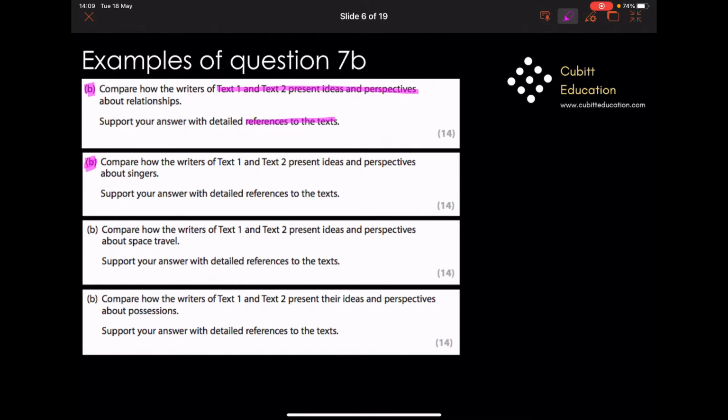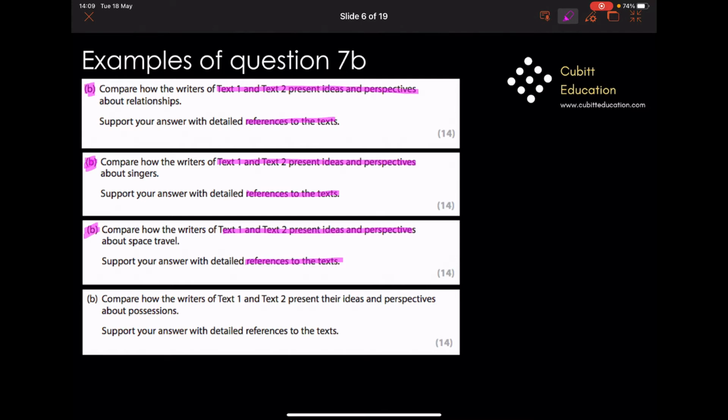Example B says, compare how the writers of text 1 and text 2 present ideas and perspectives about singers, using references from the text. Example 3 says to compare how the writers of text 1 and text 2 present ideas and perspectives about space travel. Support your answer with detailed references to the text.